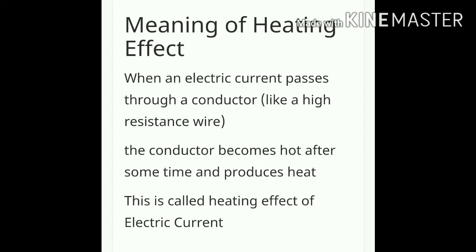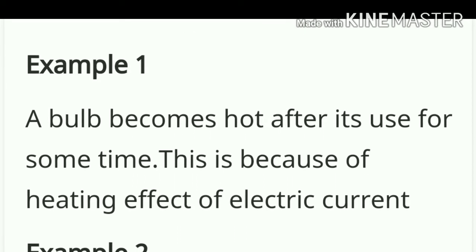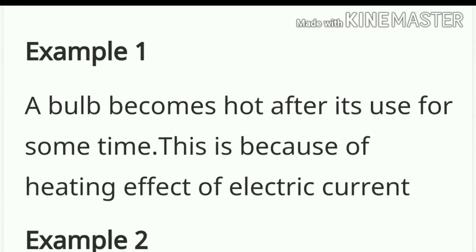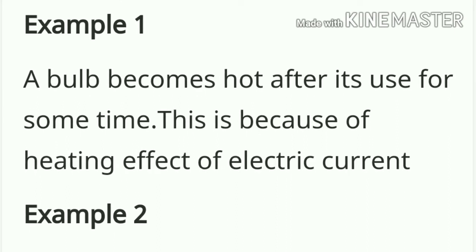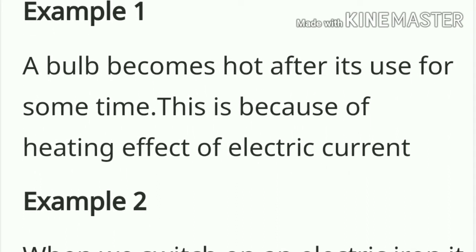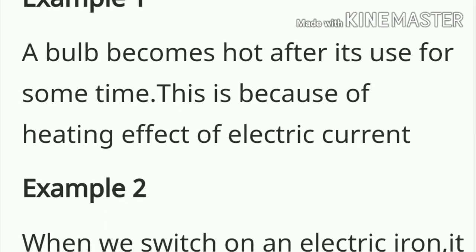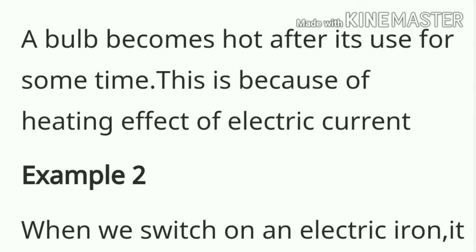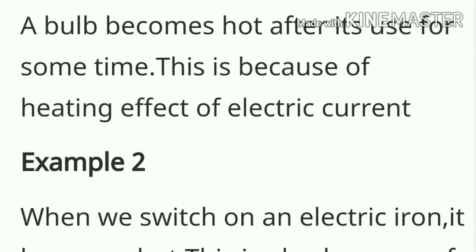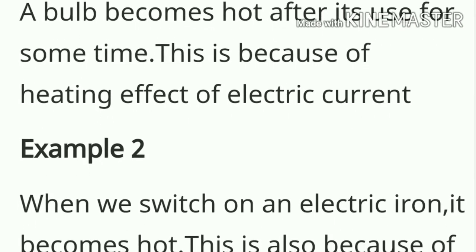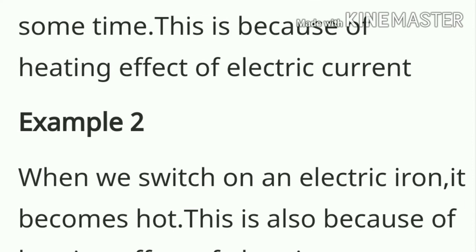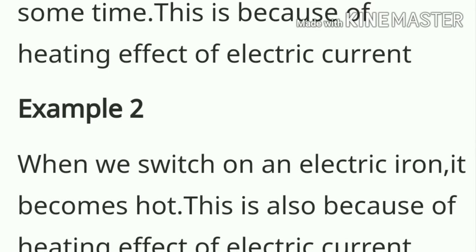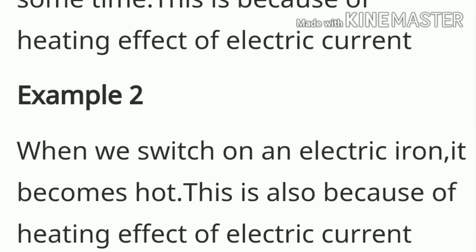Let us look at some examples related to this heating effect. A bulb becomes hot after it is used for a certain period of time. When we touch the filament or the bulb, we can feel the hotness. And when an electric iron is put on for a certain period of time, it becomes hot and will be ready for pressing of clothes. This gives us an idea about heating effect of electric current.